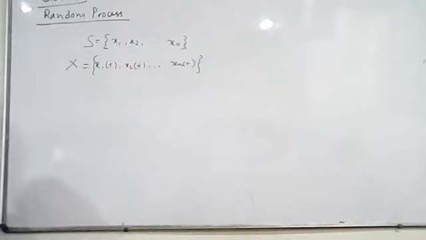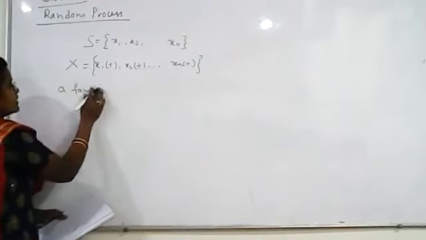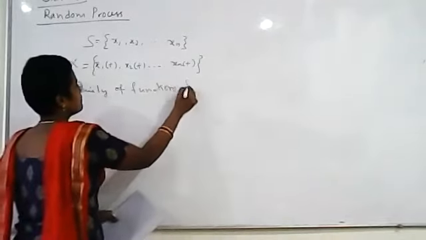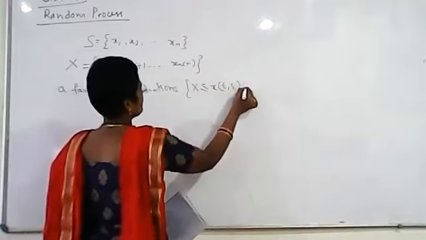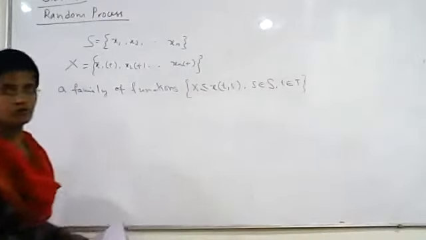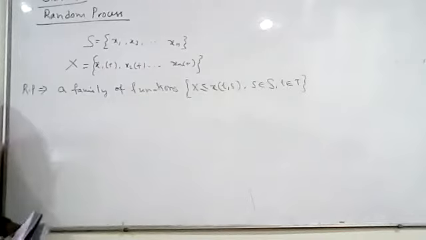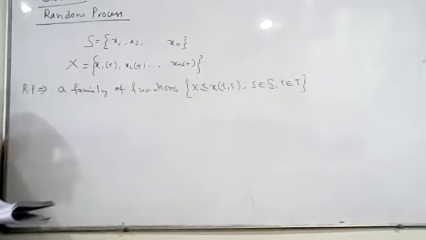It is denoted as capital X. The random process is nothing but a family of functions, and we denote it as X equal to x(t, s), where s belongs to capital S, whereas t belongs to capital T. So random process is defined as a family of functions x(t, s), where s belongs to capital S, t belongs to capital T.